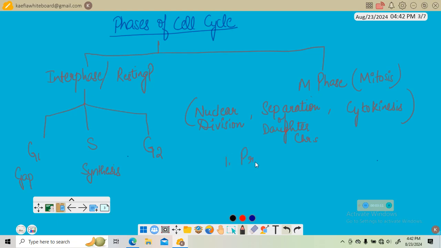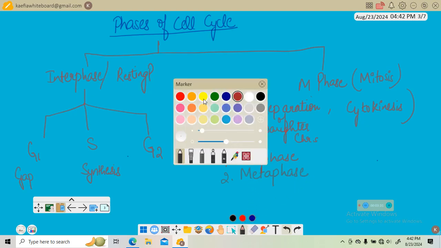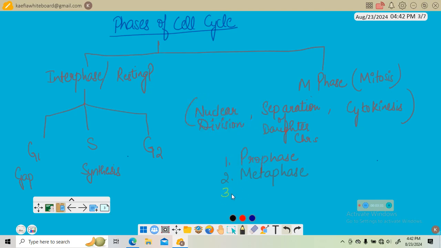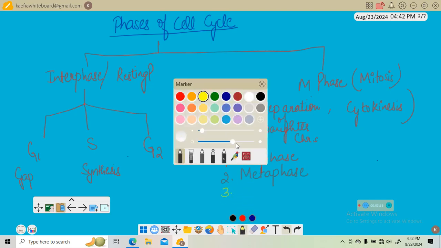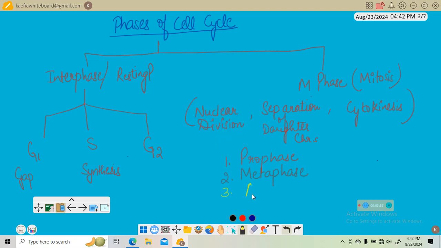Now coming to the stages of mitosis. First we have prophase, then metaphase, then anaphase, and at last we have telophase.